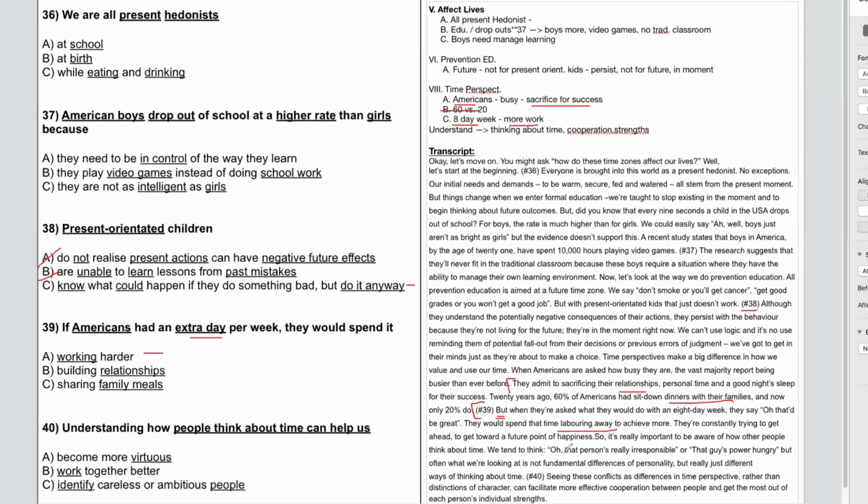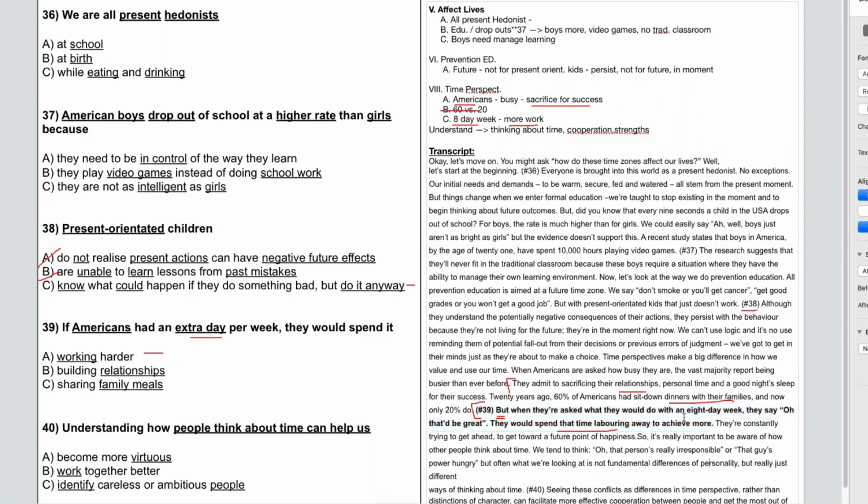And notice how the speaker used the word labor instead of work. Another common trick is to use these synonyms. So let me just go ahead and show you the correct answer. I'll put it in bold just so that we can read it and that it is clear. We see 8-day week, time, laboring away. So this is the correct answer for 39.